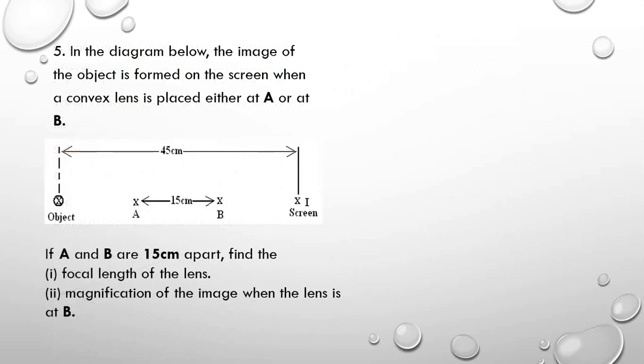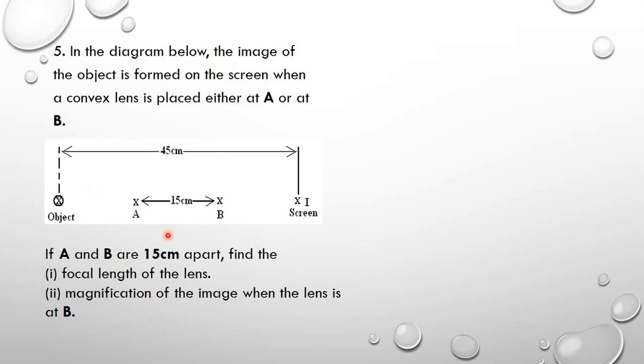Lastly, I want to look at this question 5. In the diagram below, the image of the object is formed on the screen when the convex lens is placed either at A or at B. If A and B are 15 centimeters apart, find the focal length of the lens and the magnification of the image when the lens is at B.